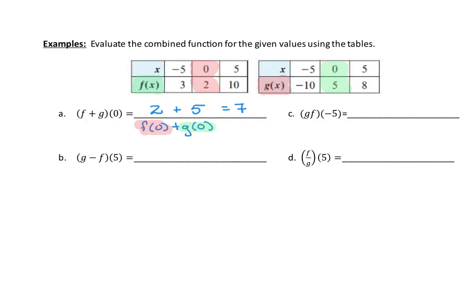All right, we can do the same thing when we talk about all of our other operations. If we want to look at example B, we want g of 5 minus f of 5.